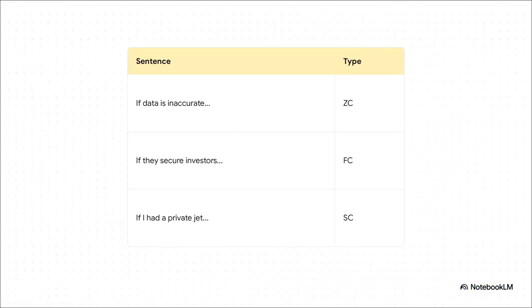Section 5. Let's turn up the energy for rapid-fire identify types. Okay, I'm going to read these out fast, and I want you to instantly mentally categorize them. Ready? First up, if the data is inaccurate, the conclusions become unreliable. That is a zero conditional, marked by is and become, both present simple. Second, if they secure enough investors, they will expand internationally. That's a first conditional, easily marked by the present simple secure, and the future will expand. Third, if I had a private jet, I would travel constantly. That is a second conditional, identified by the past simple had and would travel. Beautiful structural markers, every single time.